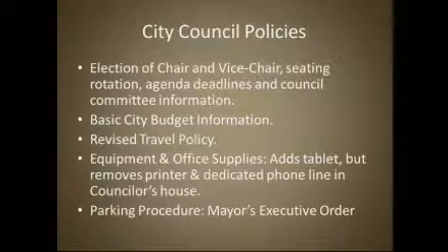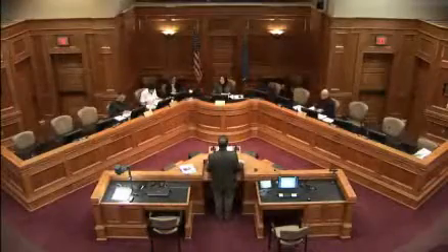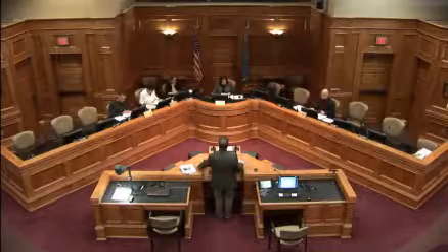The Operations Committee also revised the travel policy, and we'll talk about that in the next slide. For equipment and office supplies, we added tablets just because of the change in technology, but did remove printers and dedicated phone lines to council members' houses. We also had the parking procedure, which basically just mirrors what the mayor's executive order is. Any questions or comments? Okay.